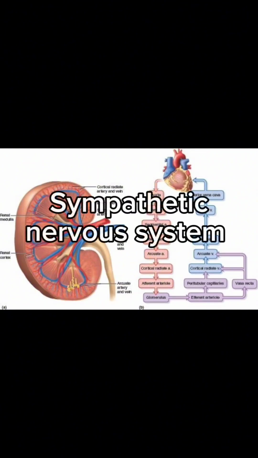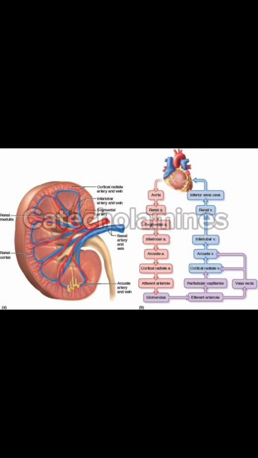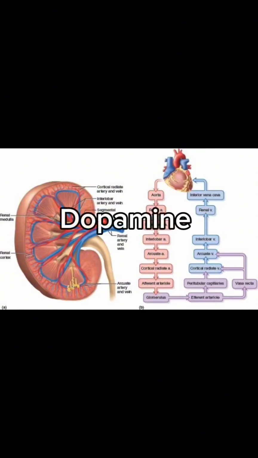Other causes: the sympathetic nervous system. It decreases the renal blood flow by causing the renal arterioles to constrict. Catecholamines decrease the renal blood flow by vasoconstriction. Dopamine increases renal blood flow by vasodilatation.